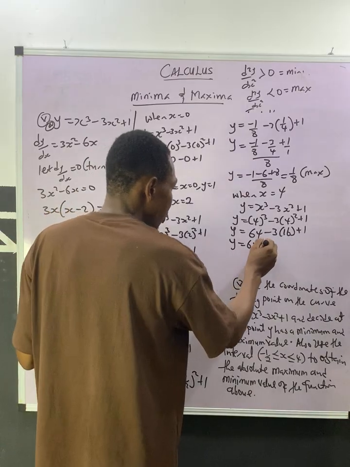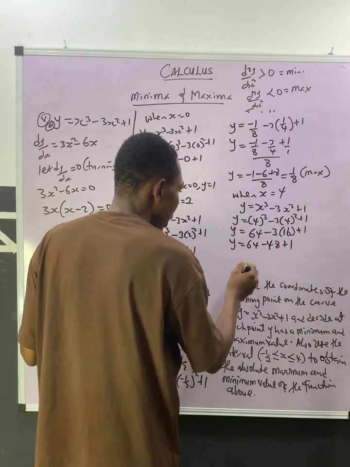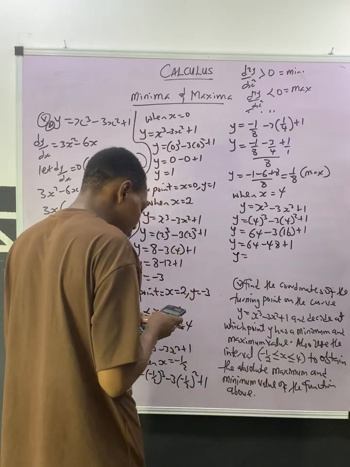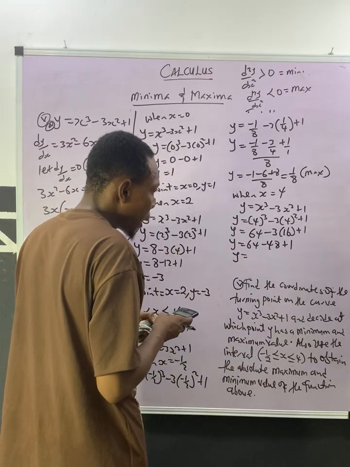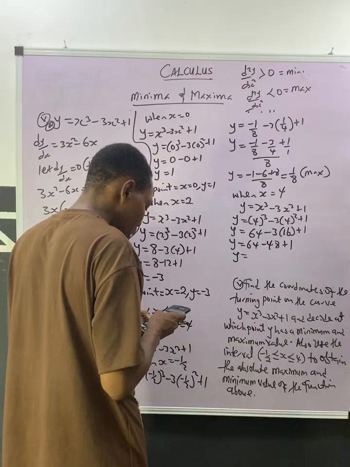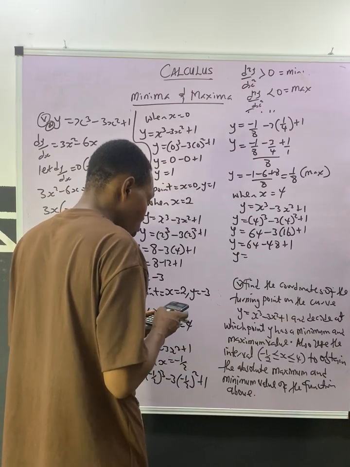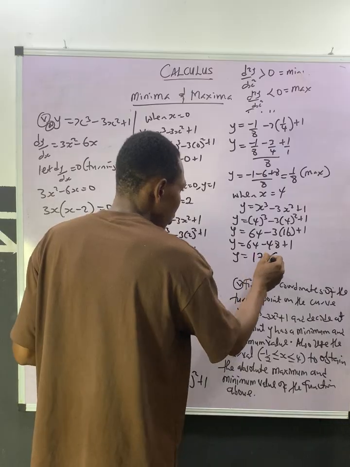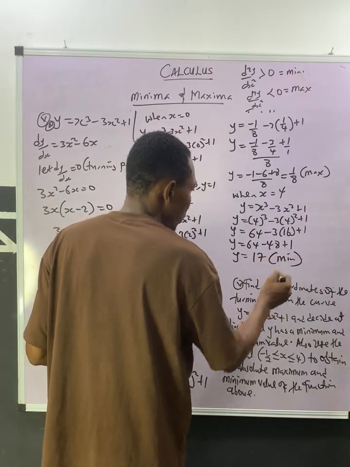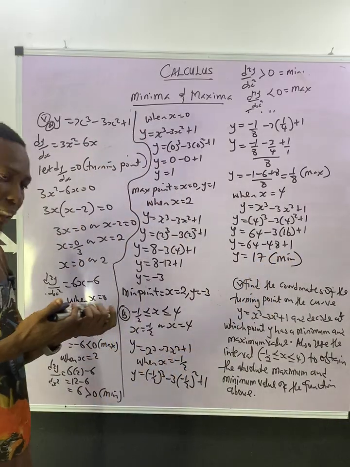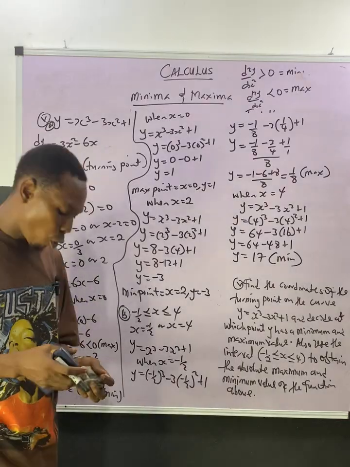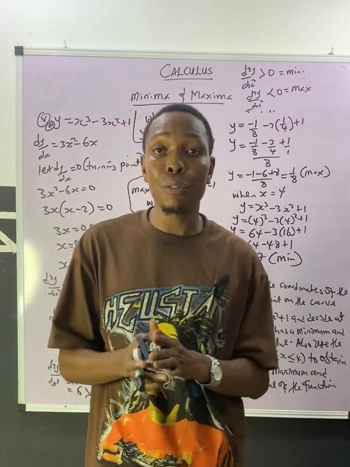So we have minus 48, then plus 1. If we add up everything together, 64 minus 48 then plus 1, we have 17. So this is our minimum. So that's all for minimum and maximum value.